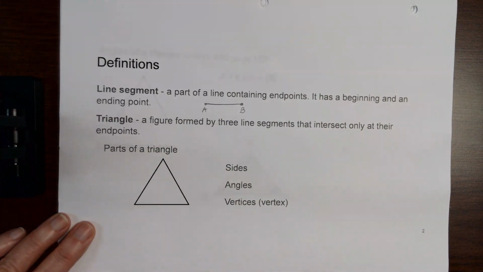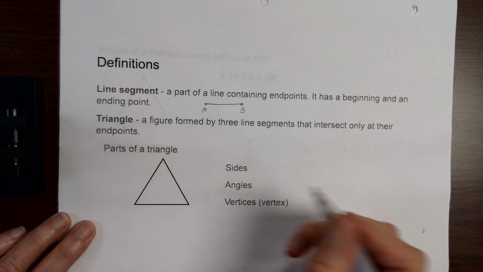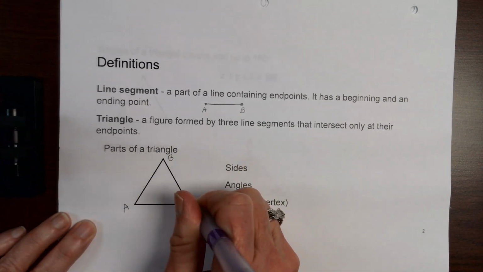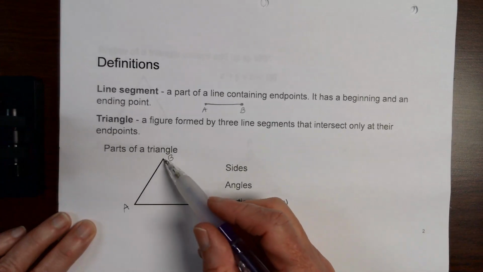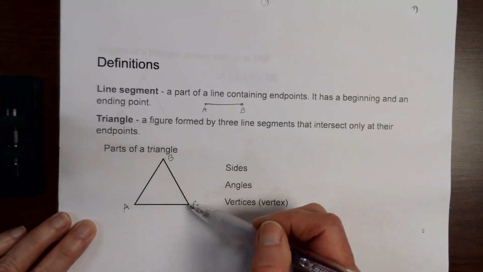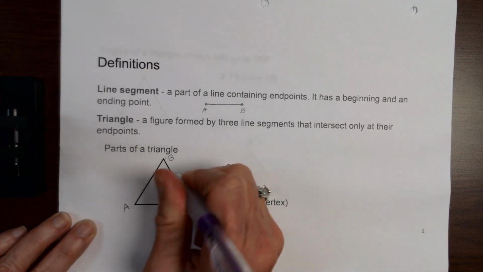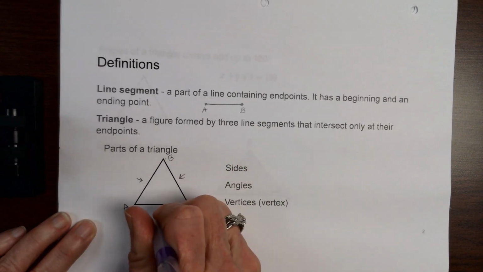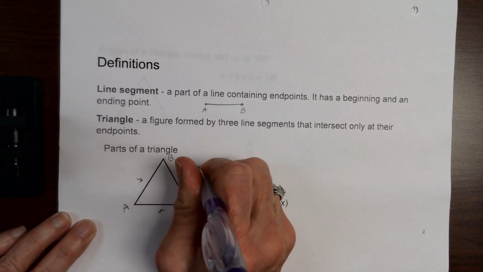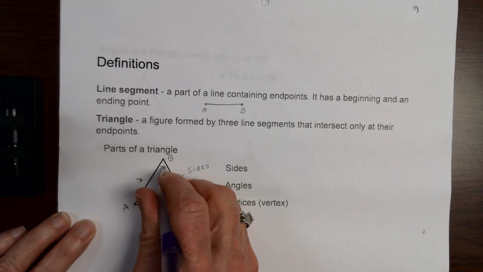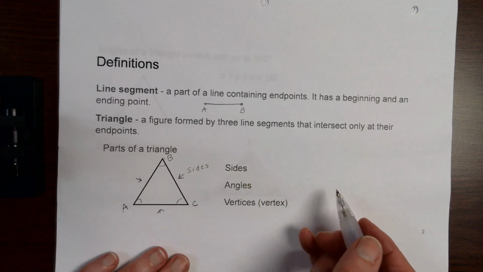A triangle is a figure that's formed by three line segments that intersect only at their endpoints. So I'm going to name this triangle ABC, and you can see it's made up of line segment AB, line segment BC, and line segment CA. These are considered sides of the triangle, and these of course are the angles of the triangle inside. We've learned how to measure those.